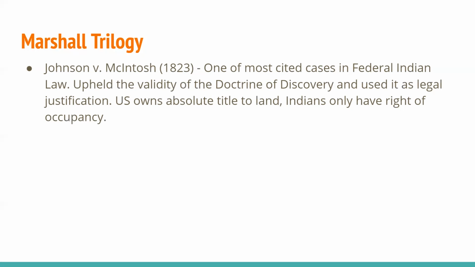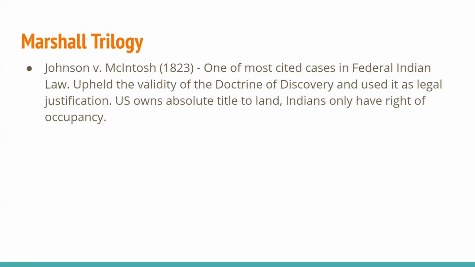What this case decision did was that it essentially created two different types of title. It created what's called absolute title and Indian title. And it gave absolute title of all of the land in the United States to the discovering sovereign, which was at the time Britain. And that was then said to be transferred to the United States when the United States got its independence from Britain.